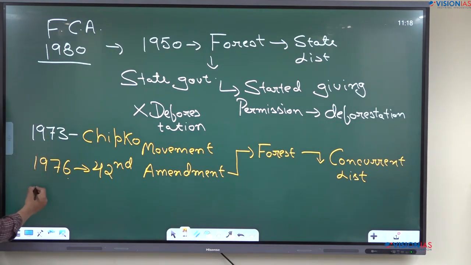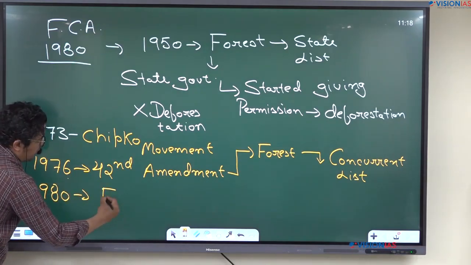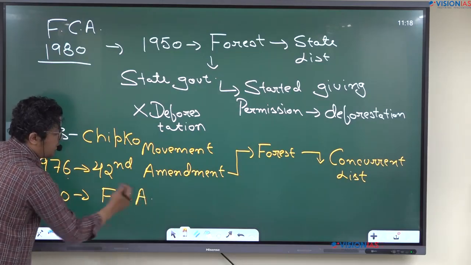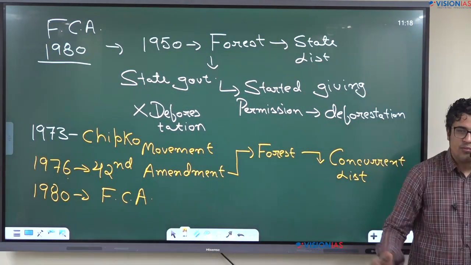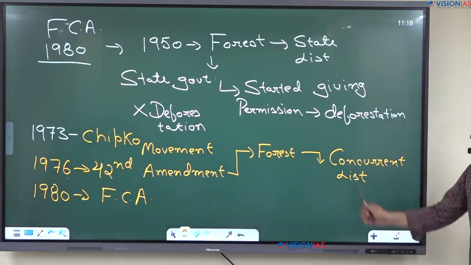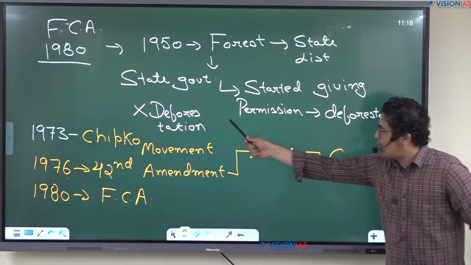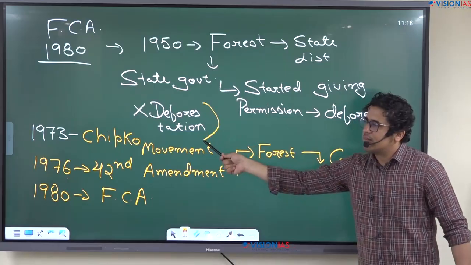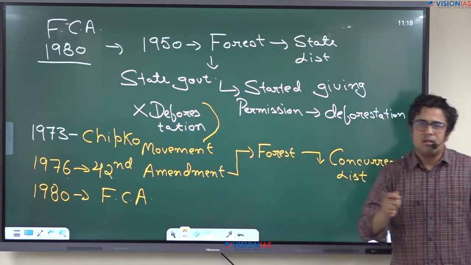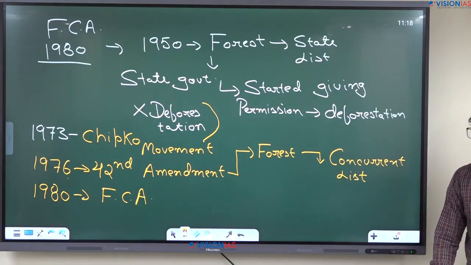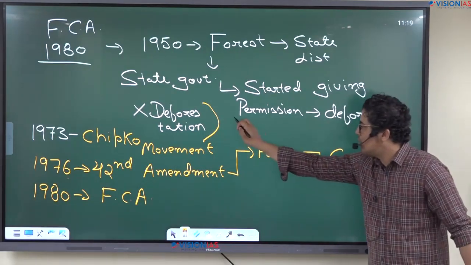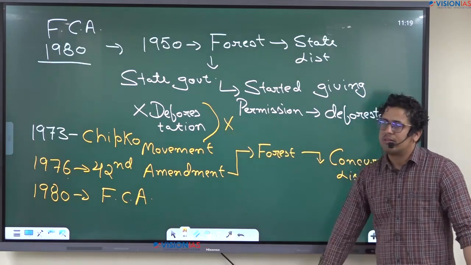In the same sequence, in 1980, this act came. So if you understand the chronology, you will understand the act. 50% of your work is done if you understand this. If you understand why this act came into existence, it came because of deforestation. So what is this act all about? This act is about controlling deforestation.